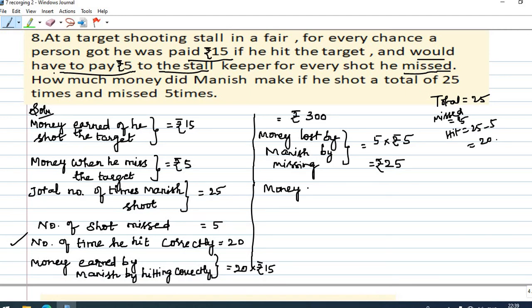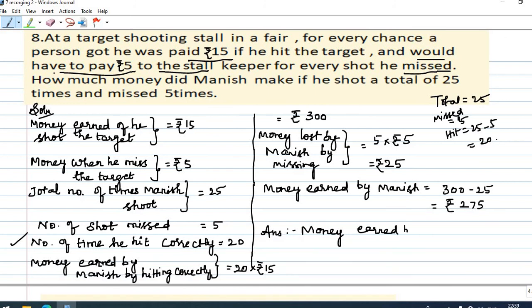Now for the money earned by Manish, I am going to find the difference. Money earned by Manish is equal to 300 minus 25. So when I am subtracting 300 minus 25, what is the answer? Rupees 275. So finally write the answer. Money earned by Manish is equal to rupees 275. Can you clear this, children? So shall we move on to the next sum?